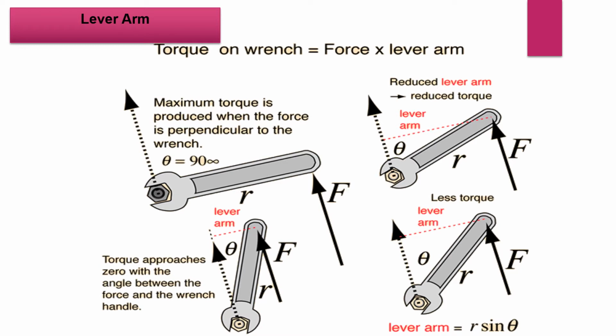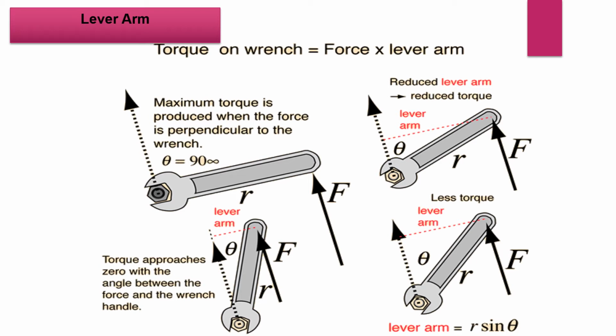So what is a lever arm, how are we going to use it, what is the basic work of it, and how are we going to combine the torque with the lever arm? The torque on any instrument is the force multiplied by the lever arm. In the first picture you can see that the maximum torque is produced when the force is perpendicular to the instrument, at 90 degrees.